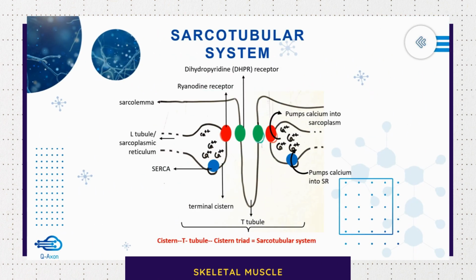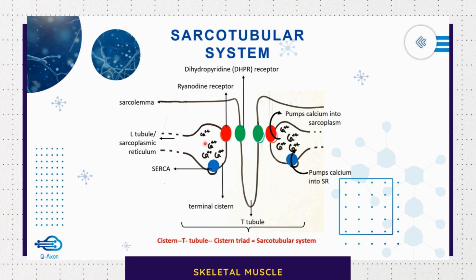Now this is a more detailed diagram of the sarcotubular system, which is made up of the T-tubules and the L-tubules. So the sarcolemma dips in to form the T-tubules, and these are the L-tubules with the dilated ends that are called terminal cisterns, which are filled with calcium ions.